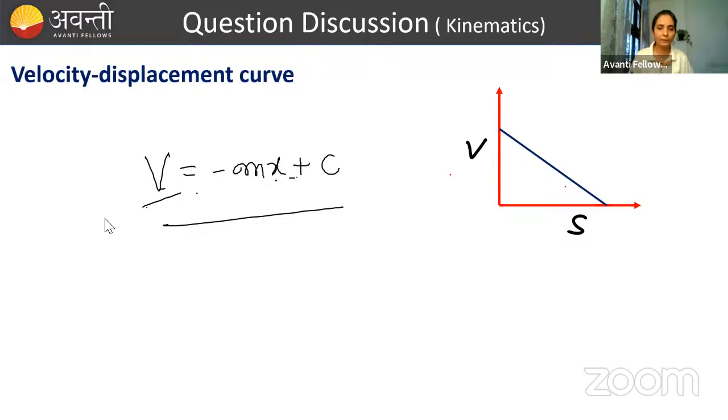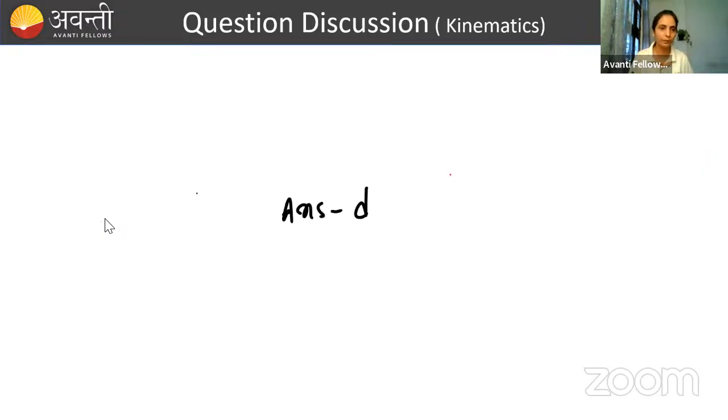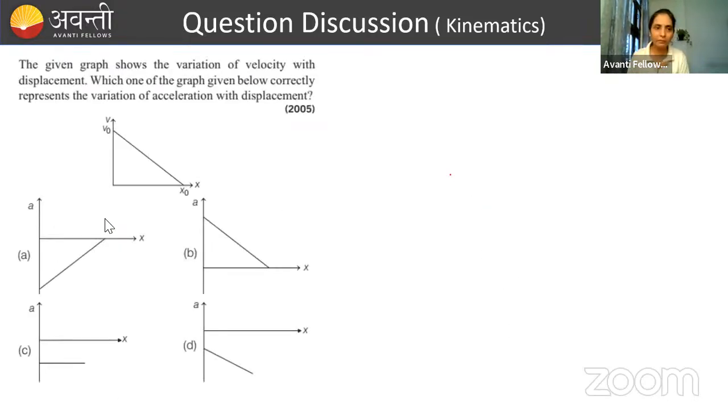Now let's go to the question, then we will understand better. So here the curve is between v and x. You have to see what the curve will be between a and x. So now think a little and tell me what the answer could be. Take your 2 minutes of time and try doing it. The more you think, the more you will understand. So it's your time now. Think over it and try to do it.